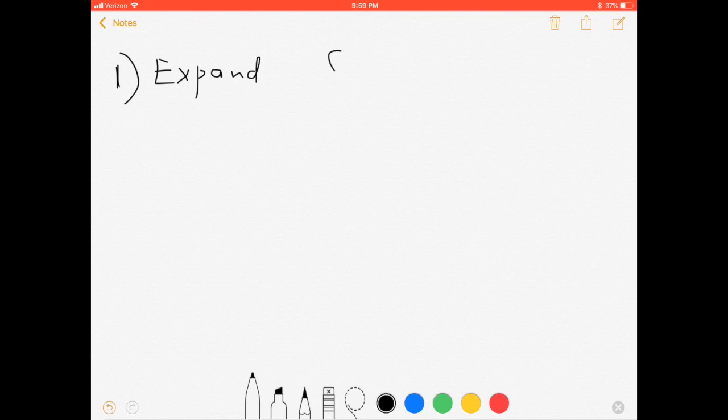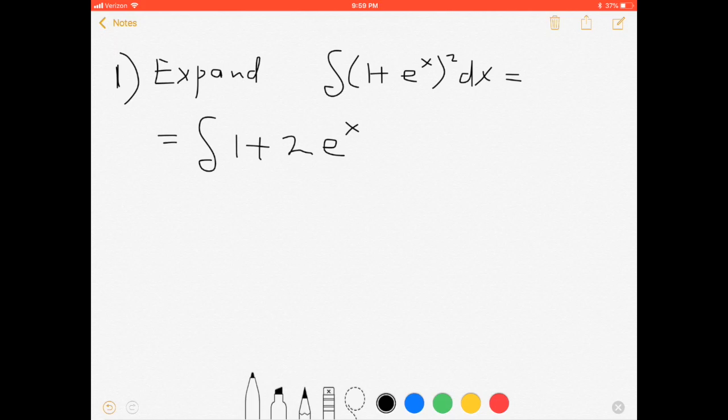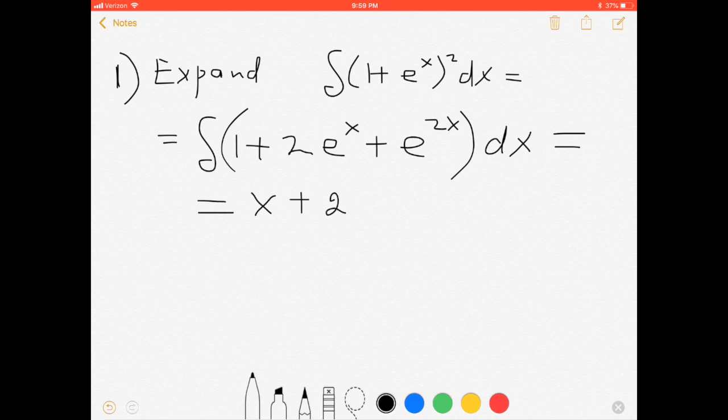And I have some examples. For example, I have the integral of (1 plus e^x) squared dx. Easy way, distribute, and see what we have. 1 plus 2e^x plus (e^x) squared, this means e^(2x) dx. Now you have 3 simple integrals: x plus 2e^x plus 1/2 e^(2x), because of coefficient 2, plus c.